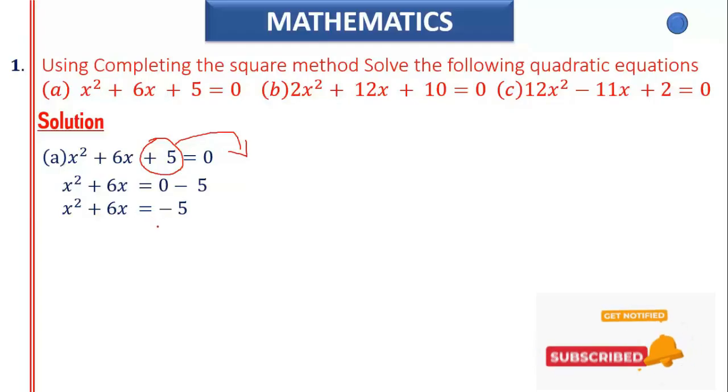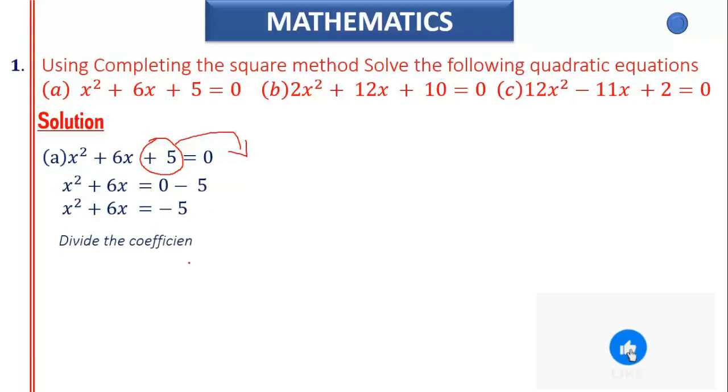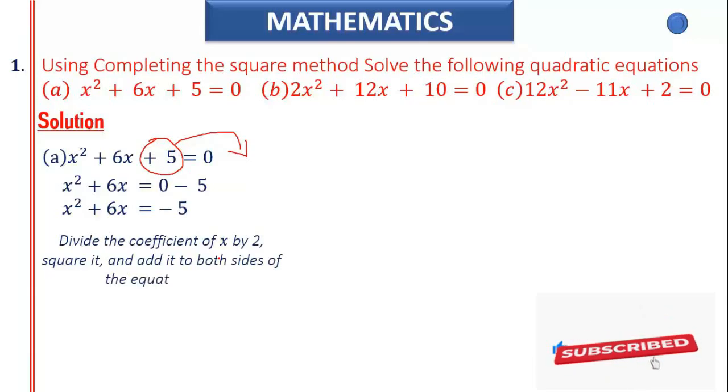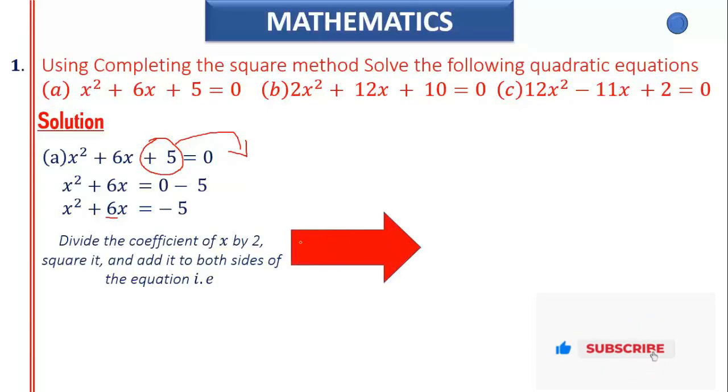The next step is to divide the coefficient of x by 2, square it, and add it to both sides of the equation. What's the coefficient of x here? That's 6. You divide it by 2, which gives you 3. Then square it, so it becomes 3 squared.